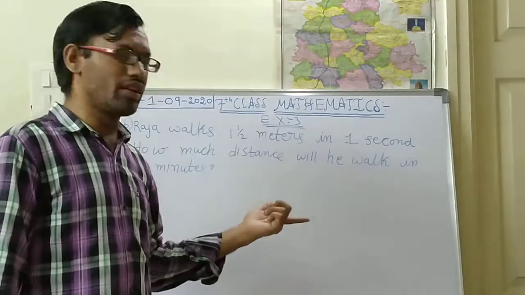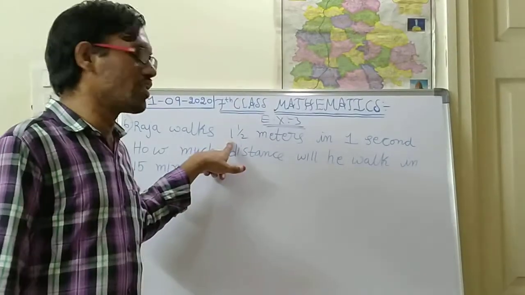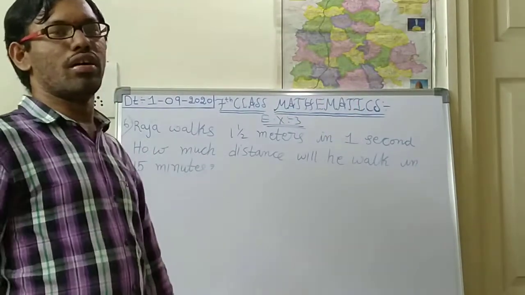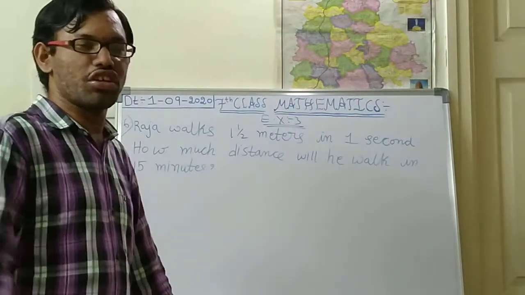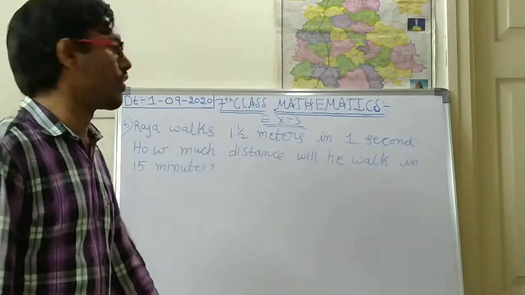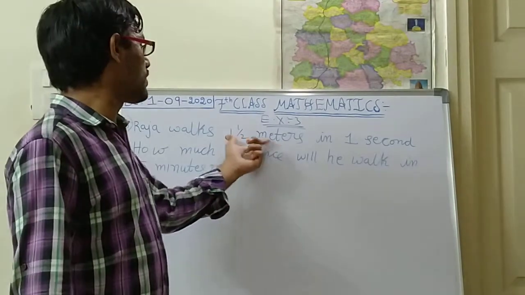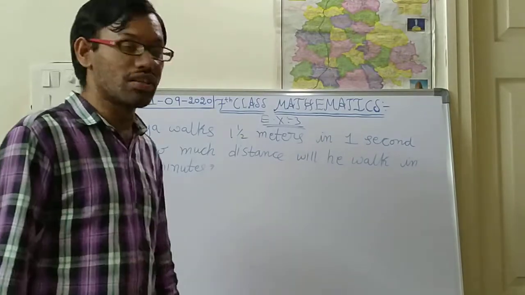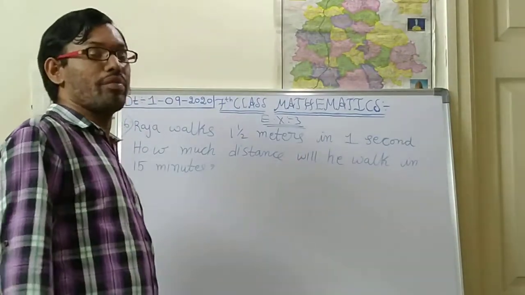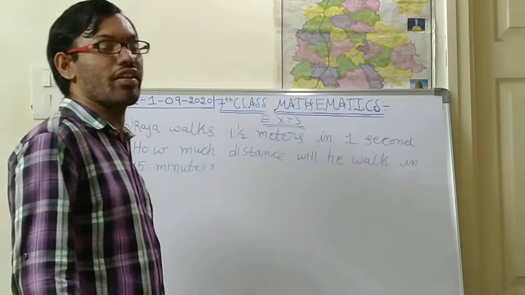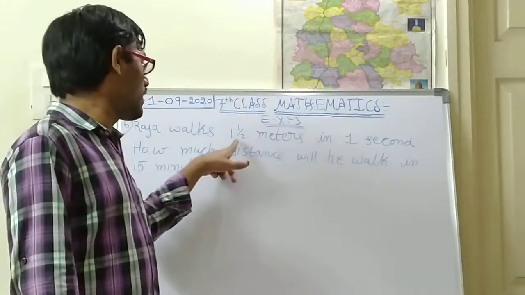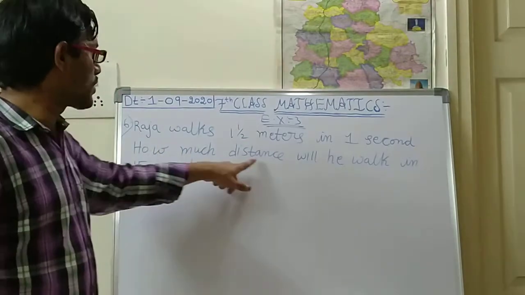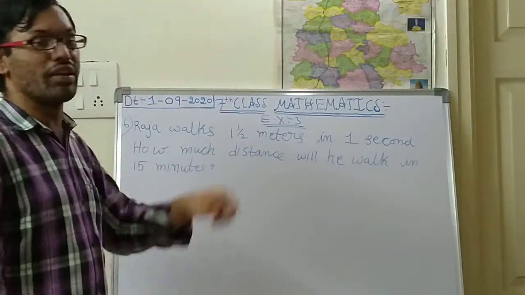1.5 meters. 1 meter means how much? One long scale. If you go to a costume shop, a dress shop, there a 1 meter scale will be there. So that much distance. Not only 1 meter, 1.5 meters. So he is stepping his legs very far. So in 1 second he is walking 1.5 meters it seems. So how much distance will he walk in 15 minutes?